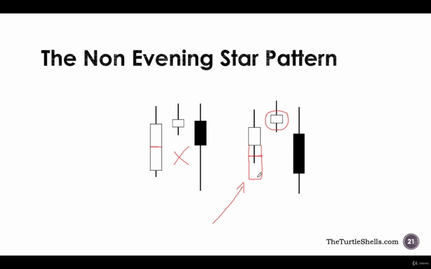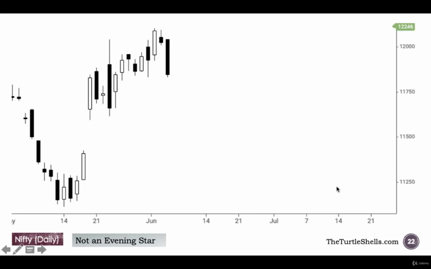So I would have wanted this candle to be like this. Long white candle, then this is closing below the midway point of that long white candle. So that would be an evening star for me. But if you look at this, that's not an evening star for me. So we need tall candles, first and the third one. Okay, so let's quickly have a look at an example.